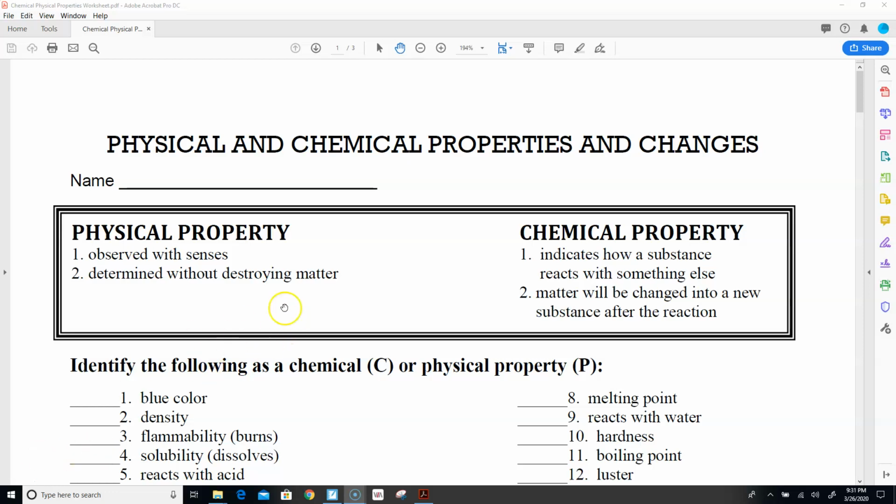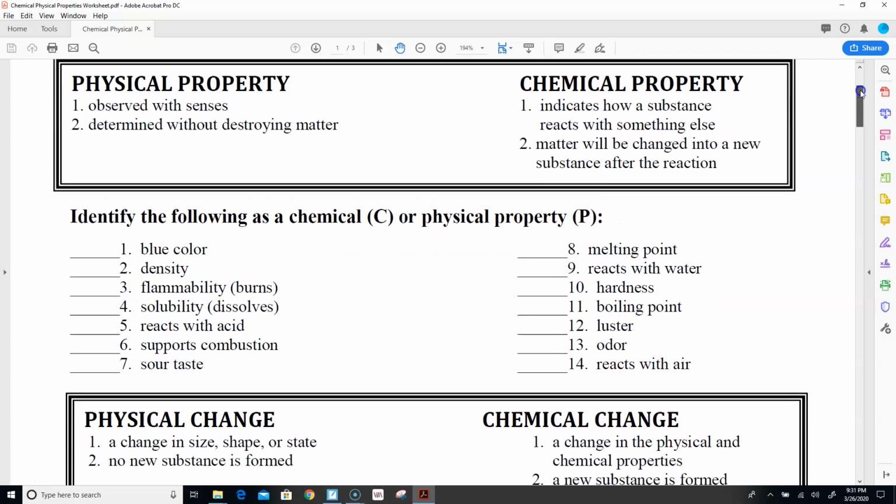Okay, so this first part, we're looking at physical properties and chemical properties. And so you'll notice that physical properties are things that are observed with the senses, and you can observe them without destroying the matter. Whereas chemical properties indicates how a substance reacts as it changes into new substances, like flammability is an example of that.